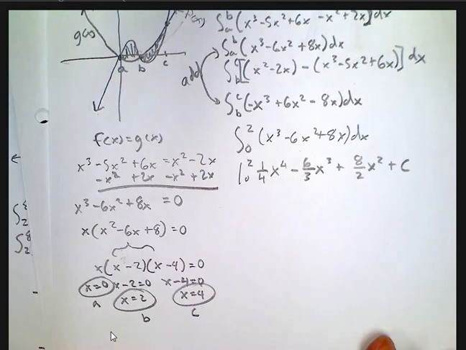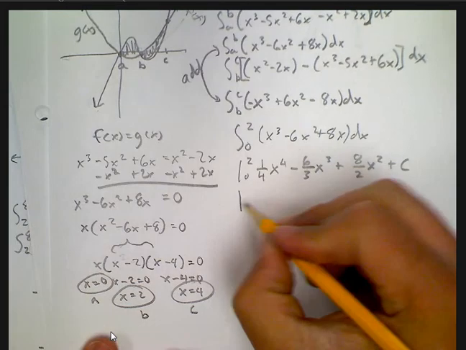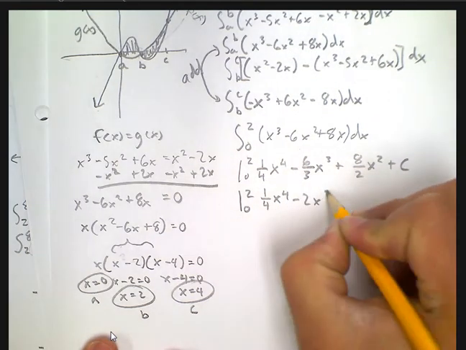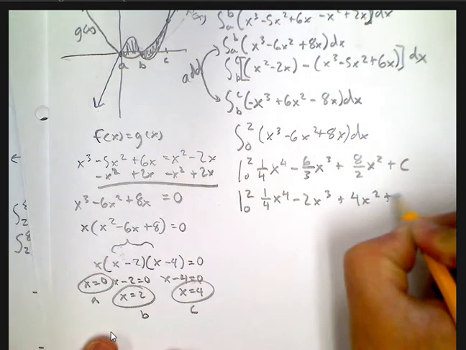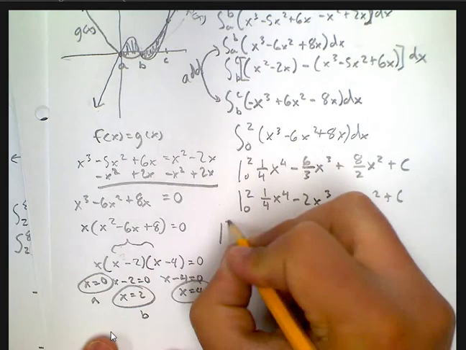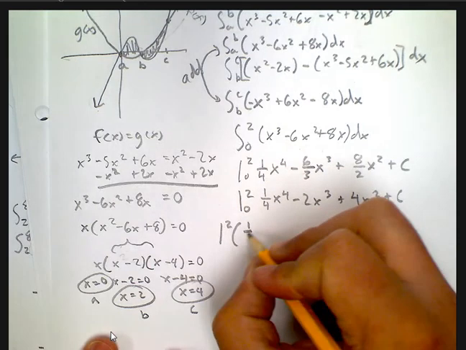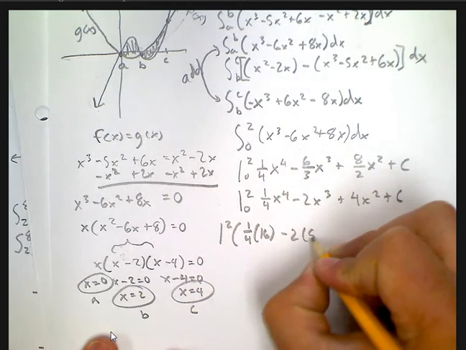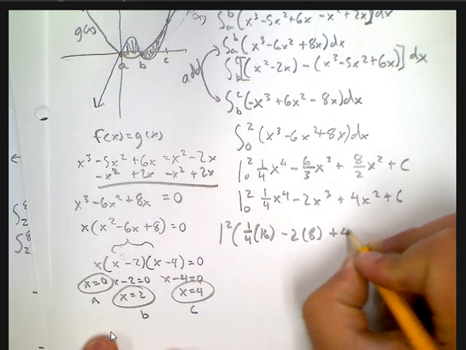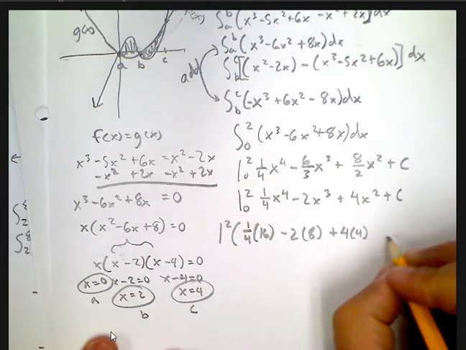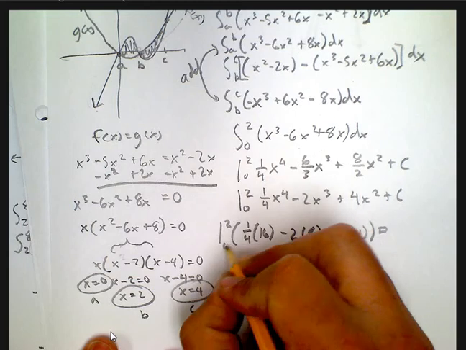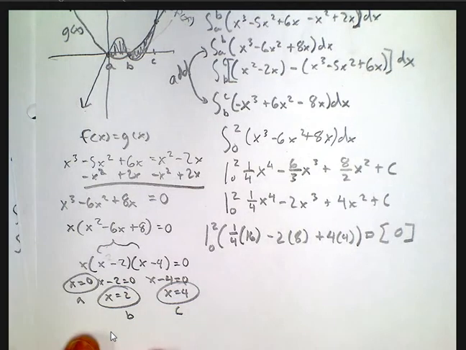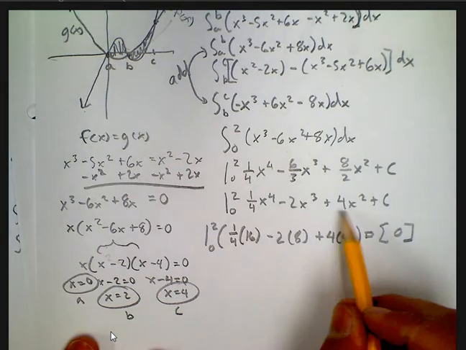You don't need the plus C, but I like to be tasteful. Simplify. Plug in. Here's where I like to get fancy. 2 to the 4th power is 16. 2 to the 3rd power is 8. 2 squared is 4. I should have just written 16. Minus, plug in 0. Well, that's just going to be 0, right? 0 minus 0 plus 0 is 0.